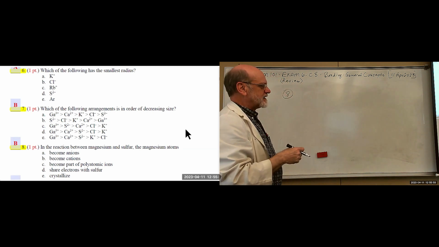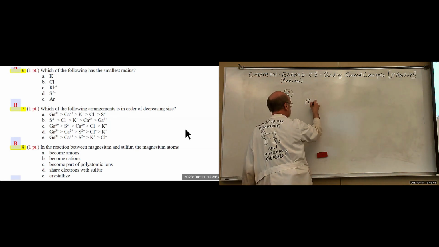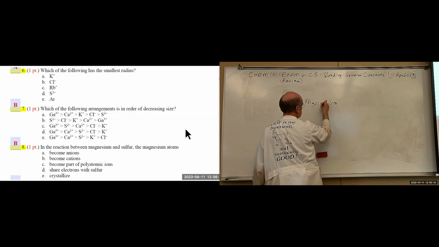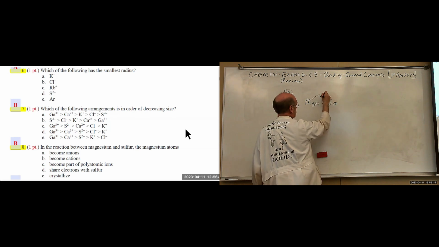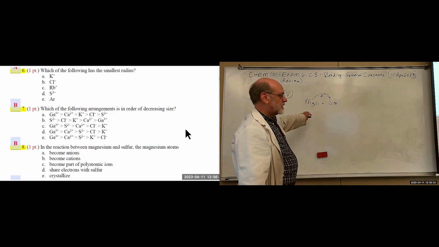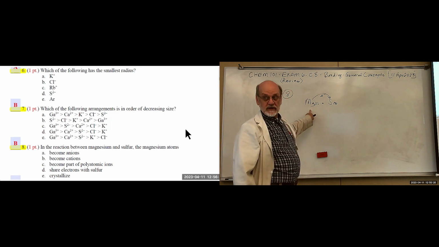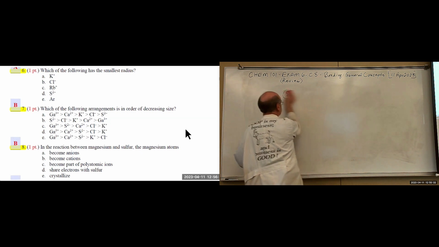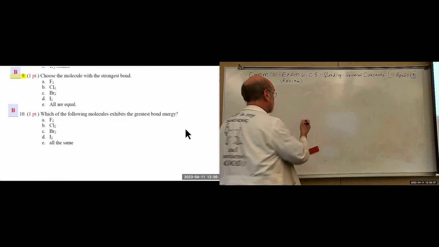In reactions between magnesium and sulfur, the magnesium atoms become what? Okay, magnesium and sulfur, they're both solids, but this one's a non-metal and this one's a metal. So the electrons are going to transfer like that. Magnesium atoms become cations. They lose electrons. All right, let's see.